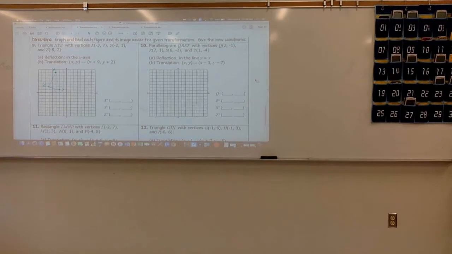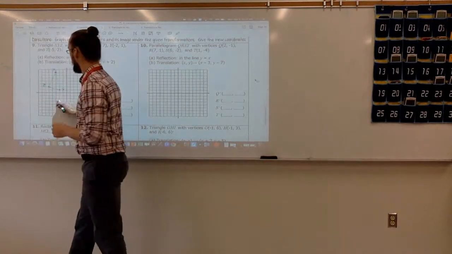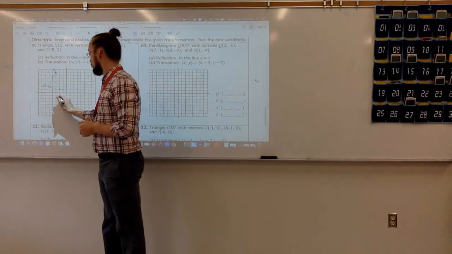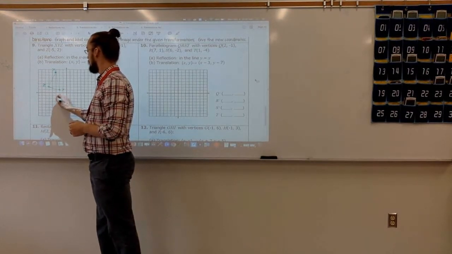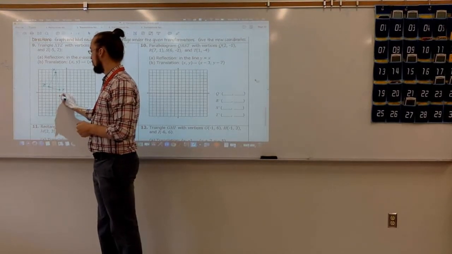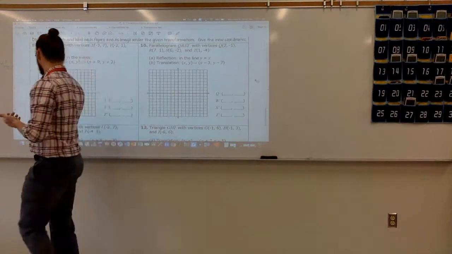The distance from the y-axis. So y is 1 from the... Exactly. I just want to take each point, see how far it is from the x-axis, and then go that same distance on the other side. So y is 1 from the x-axis, y prime will be 1 on the other side.